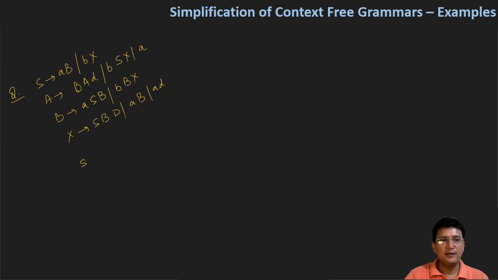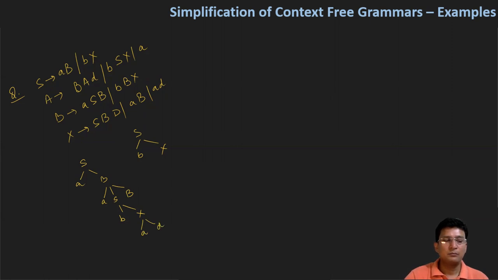So here we can say that S produces AB or BX. S produces BX. Now from B, we can reach AS. And from S, I can once again go to BX. So let's say this is BX. Now X produces SBD or X produces AD. Let's take A and D.